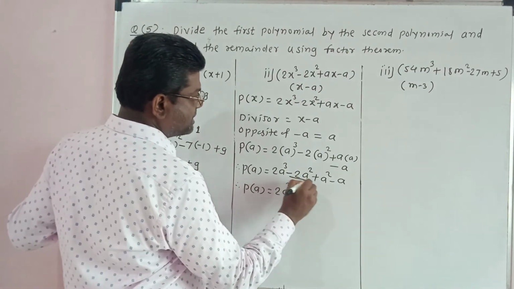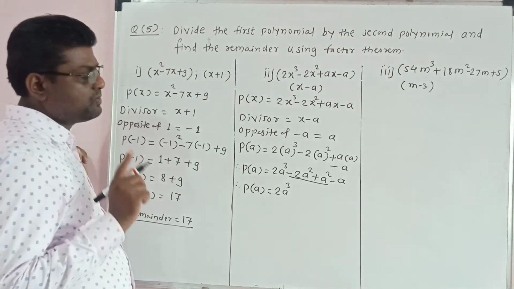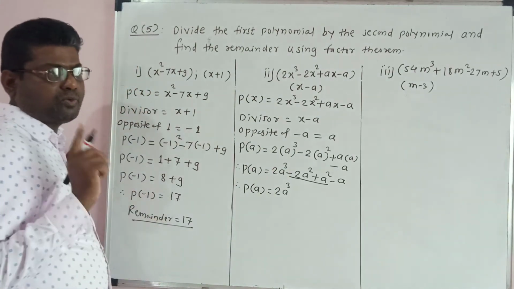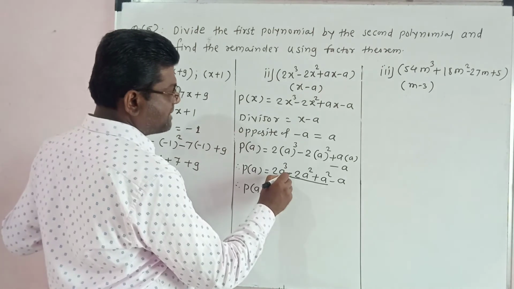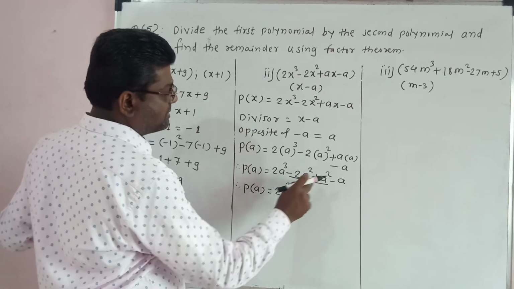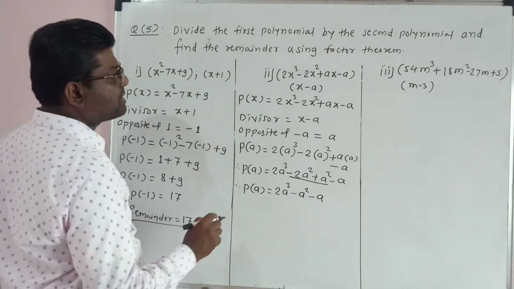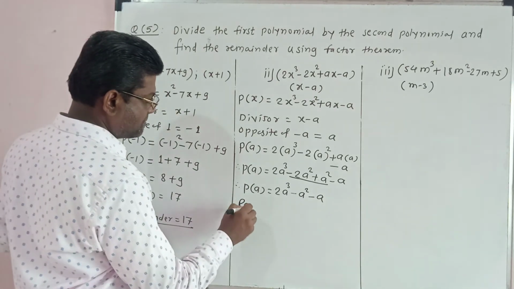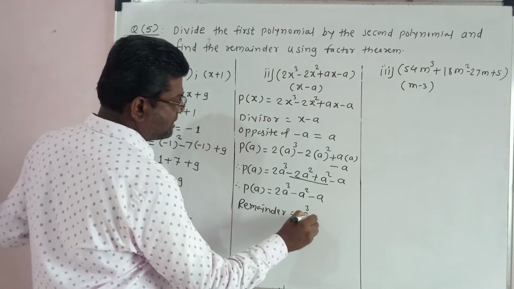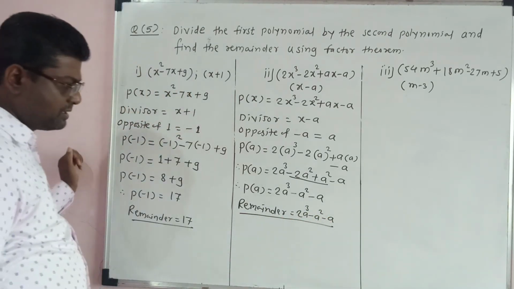Therefore p of a is equal to 2a cube, minus 2a square plus 1a square, that is minus 2 plus 1, that will be minus a square, minus a. So the remainder is equal to 2a cube minus a square minus a.